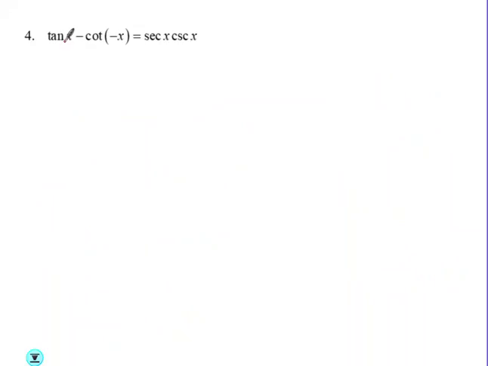I have tangent of x minus cotangent of negative x. So first I'm going to use my even and odd identities to get rid of this negative x. So I have tangent of x plus cotangent of x. I'm going to switch to sines and cosines. Then I need to get a common denominator.